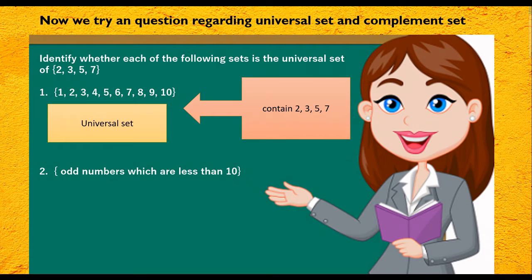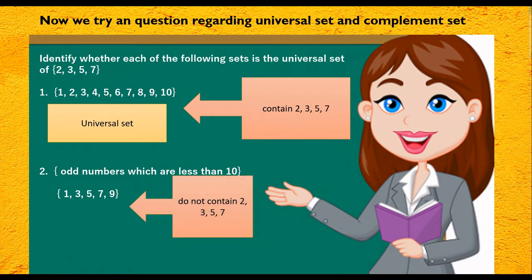Now we look at option 2. Option 2 says the odd numbers which are less than 10. So before I determine whether it is the universal set or not, I should write out all the odd numbers which are less than 10, which are 1, 3, 5, 7, and 9. After I write these 5 numbers, I notice that they do not contain all the numbers that I need, which is 2, 3, 5, 7. Inside the set of odd numbers, I only have 3, 5, 7, which is according to the special condition that I need.